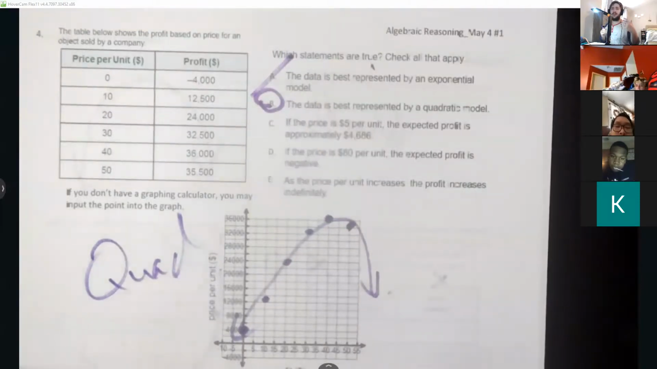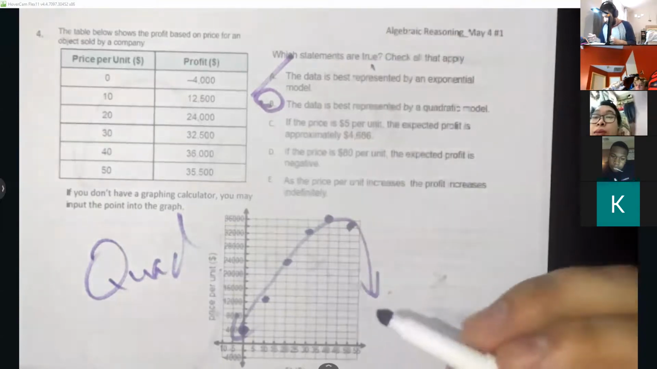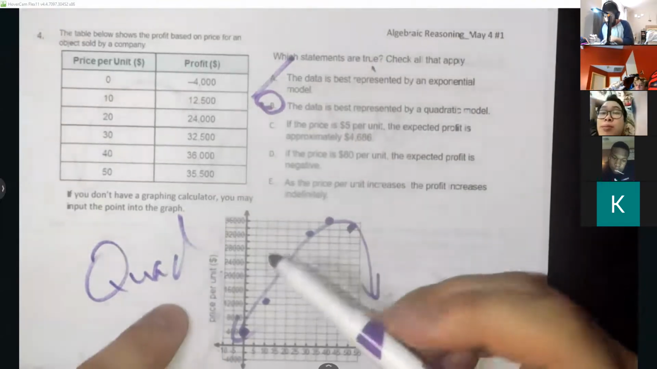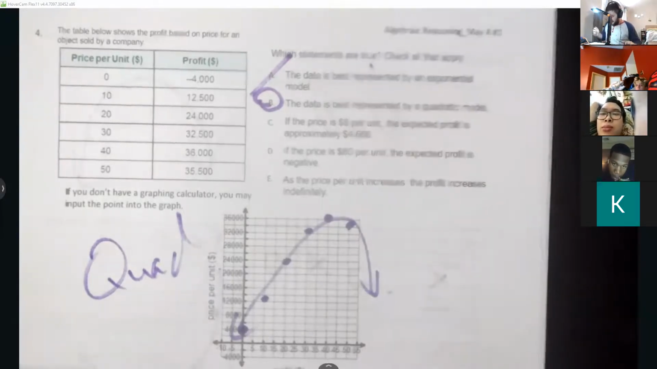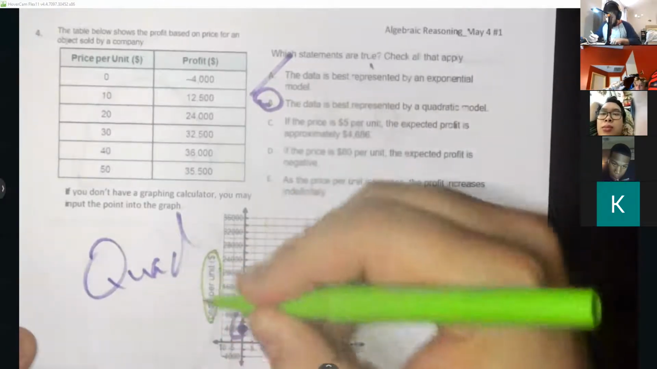If the price is $5 per unit, the expected profit is approximately $4,600. So let's see, price. Oh, I think they messed this up. I just noticed. These are supposed to be flip-flopped.